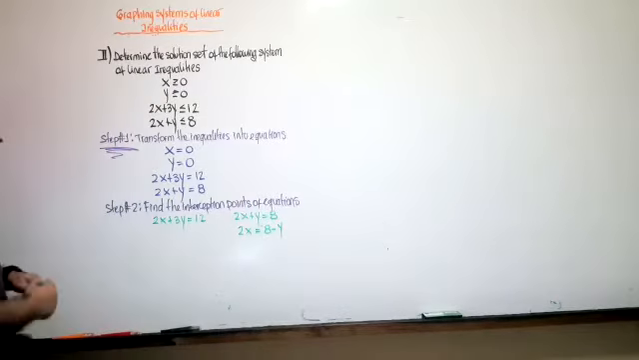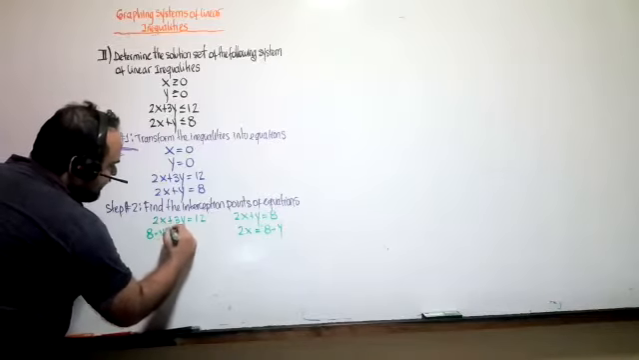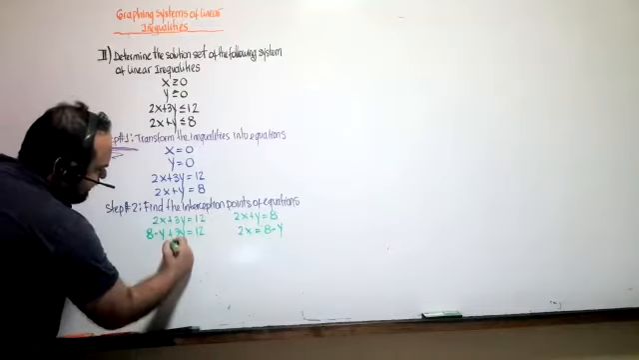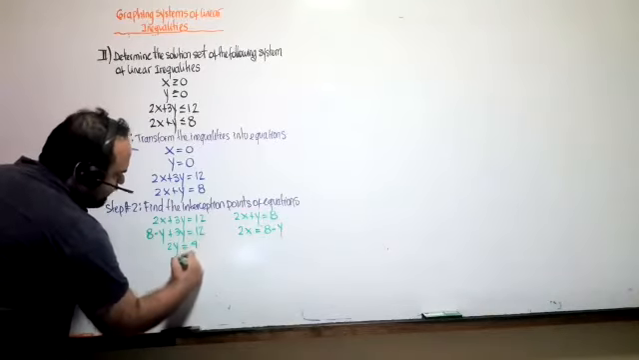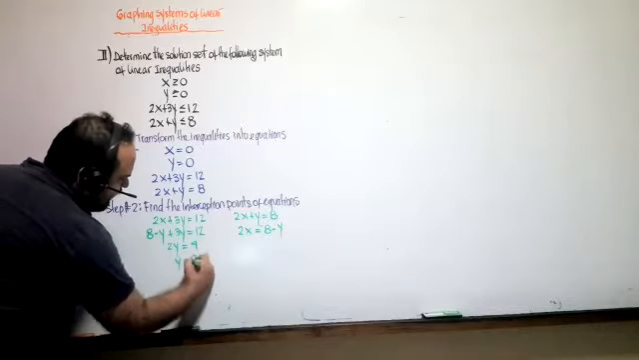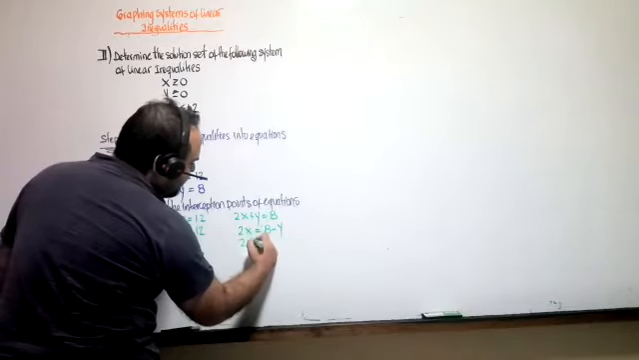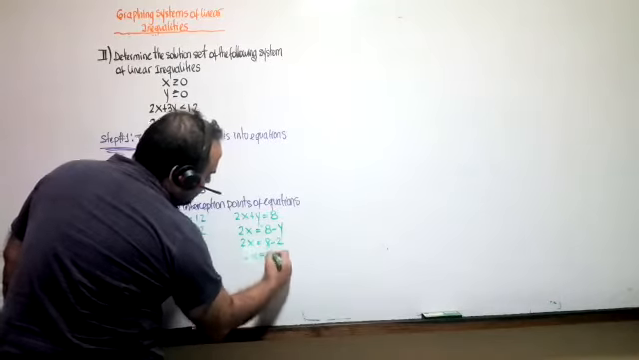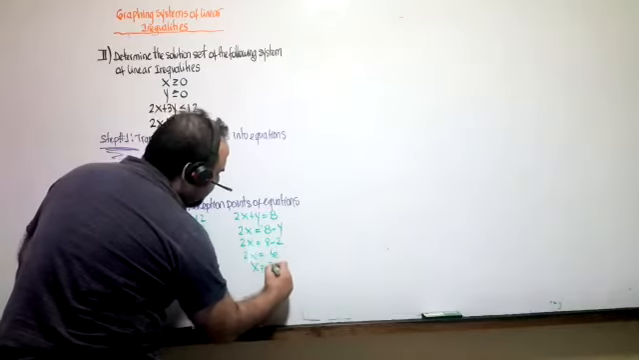I mean, replace 2x by 8 minus y, plus 3y equals 12. 3y minus y is 2y equals 12 minus 8, which is 4. For that reason, y will be equal to 2. Okay? And because we know the value of y, 2x equals 8 minus 2, 2x equals 6, and x equals 3.